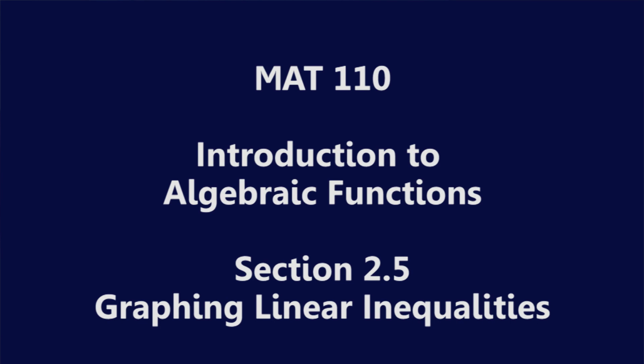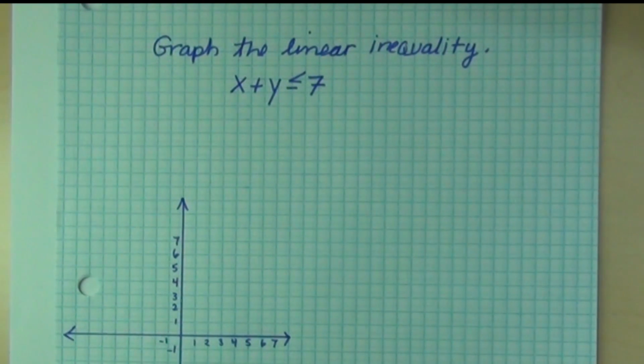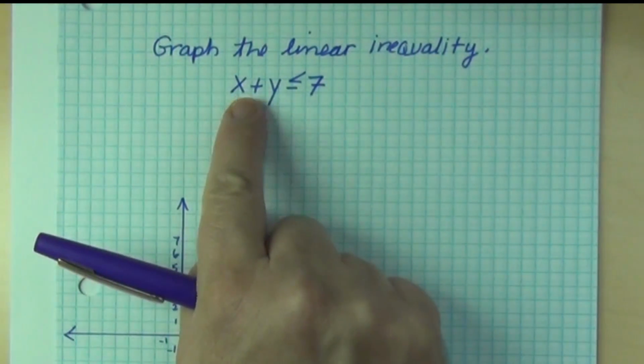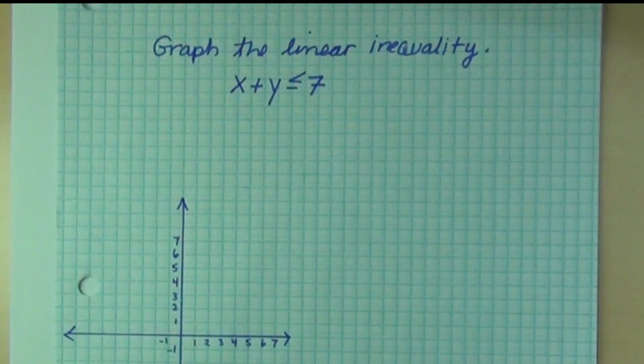2.5, Graphing Linear Inequalities. Graph the linear inequality x plus y is less than or equal to 7. In the past, you have only been graphing equations like x plus y equals 7. You may want to go back and review that if it's been a while since you've done it, because that needs to be done before we proceed to do inequalities.